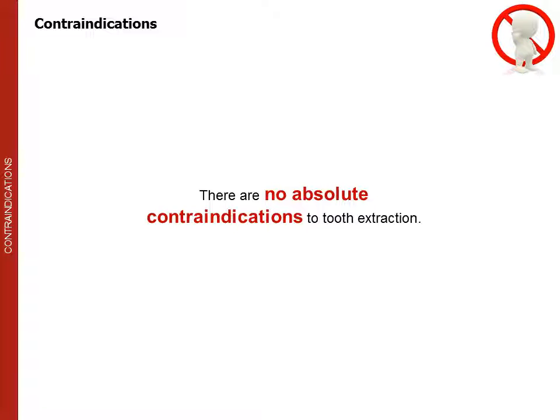Contraindications for tooth extraction. As you remember, contraindications are divided into two groups: absolute and relative. Absolute contraindication is when it is impossible to prescribe a procedure or drug in any case, under any circumstance, since the risk of complications from the procedure or drug absolutely exceeds the effect obtained. There is no absolute contraindication to tooth extraction.